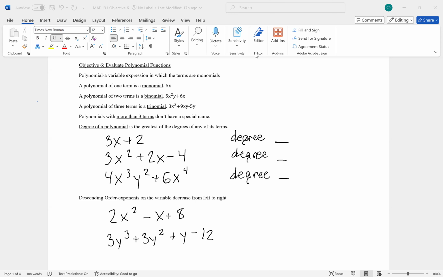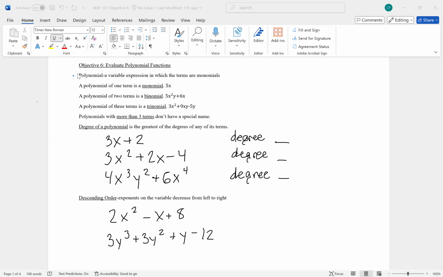In this objective, we are going to look at how to evaluate polynomial functions. But first, we need to talk about some preliminary information. So first and foremost, we need to talk about what a polynomial is.